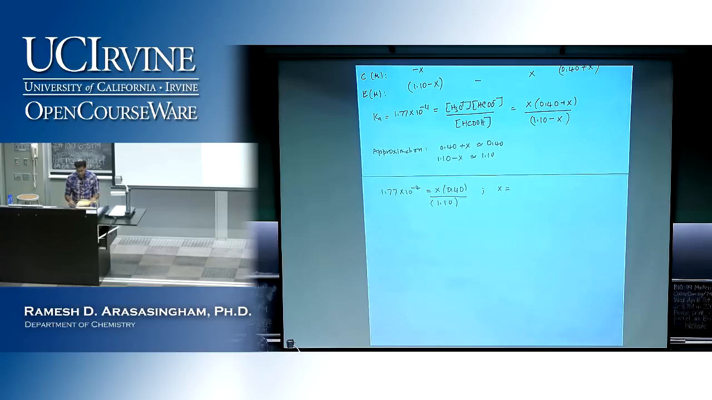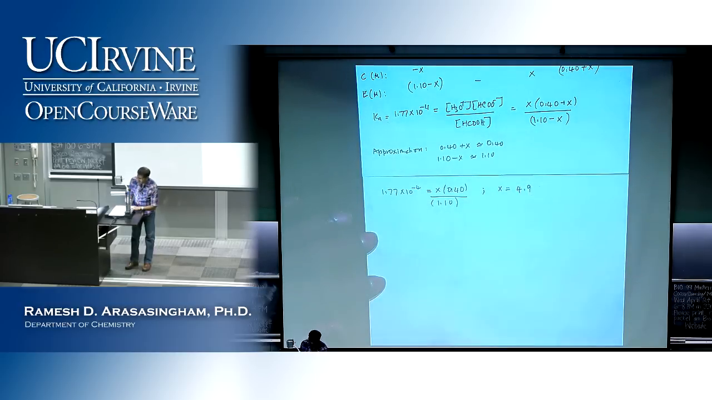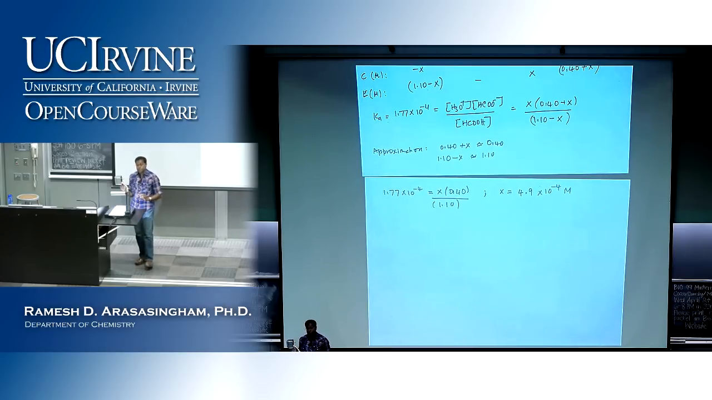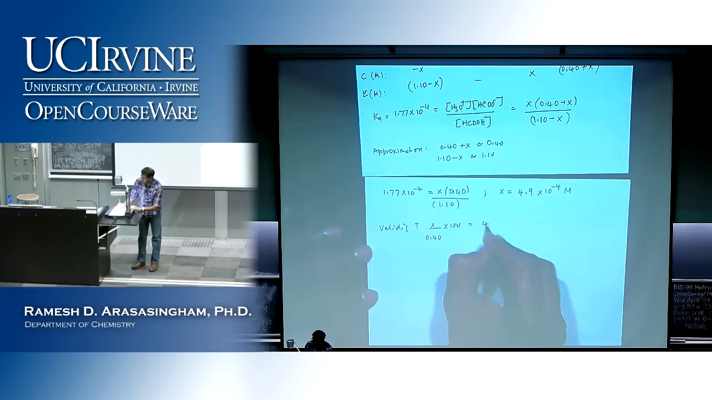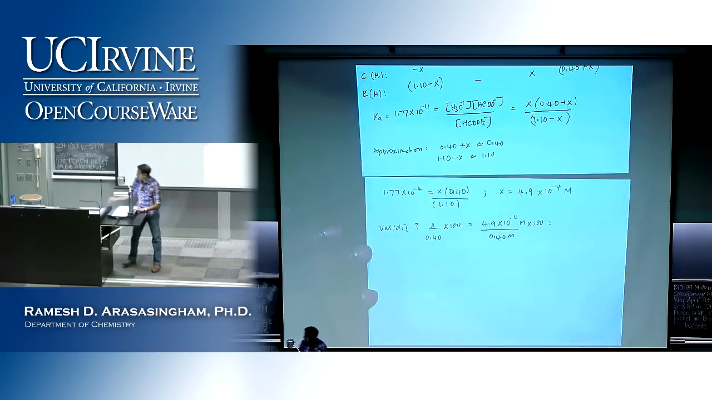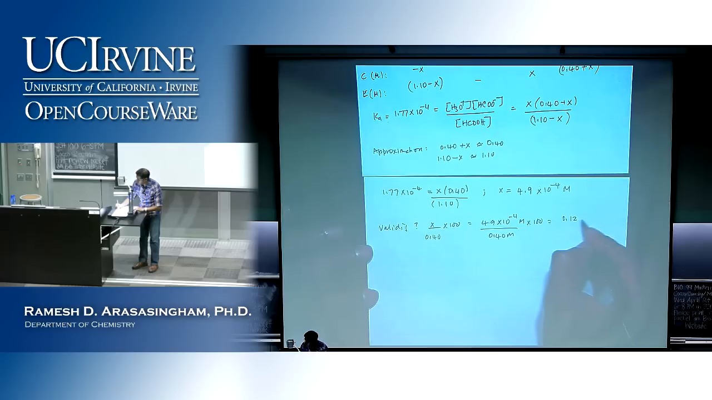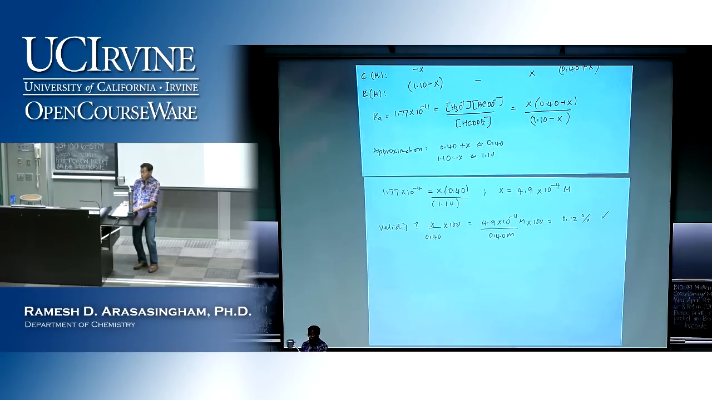And if you solve for x, that number comes out to be 4.87. So it would be 4.9 because I'm keeping this to two significant figures, because when we did that subtraction, we ended up with a number that was two decimals. So that comes to 4.9 times 10 to the negative 4 molar. All right? And then if I check validity, validity would be x divided by 0.4 times 100, which is 4.9 times 10 to the negative 4 molar divided by 0.40 molar times 100, and that comes out to be 0.12%. So we know approximation is valid.